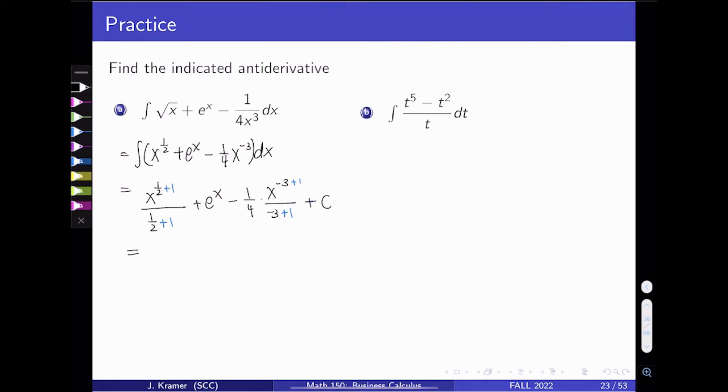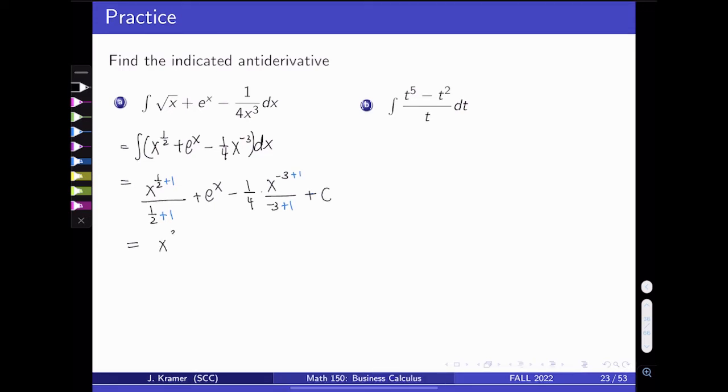The work from here is going to be simplifying this to get it as close to the original form of the integrand. So I'll have x to the 3/2 divided by 3/2 plus e to the x minus 1/4 times x to the negative 2 divided by negative 2 plus c, 2/3 x to the 3/2 plus e to the x plus 1/8.